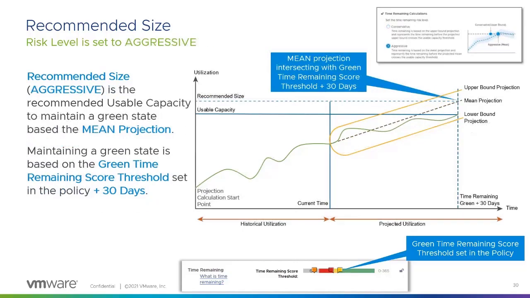So the next one here is looking at aggressive. It's just like the other one, except instead we're looking at the mean. So for the mean, we go out for the time rating score plus 30 days, look at where that intersects with the mean, and that is our recommended size for the virtual machine. Again, that could be above what the usable capacity is for the virtual machine now, or it can be below if the virtual machine is undersized or oversized. So where that happens to fall is important to say whether the virtual machine is oversized or undersized.